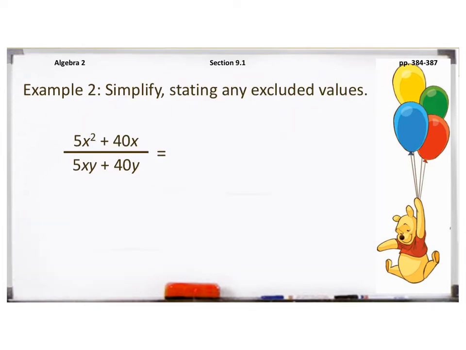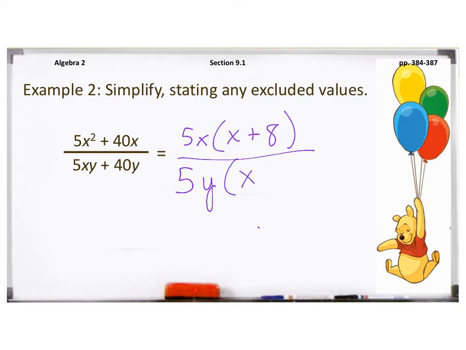Okay. Simplify this expression and state any excluded value. All right, so I can take a 5x out of both terms. I'm left with x plus 8. Again, I can take a 5, but this time a y out, and I'm left with x plus 8. Okay, so x plus 8 cancels, and the 5 cancels. That leaves me with x over y, this bit right here.